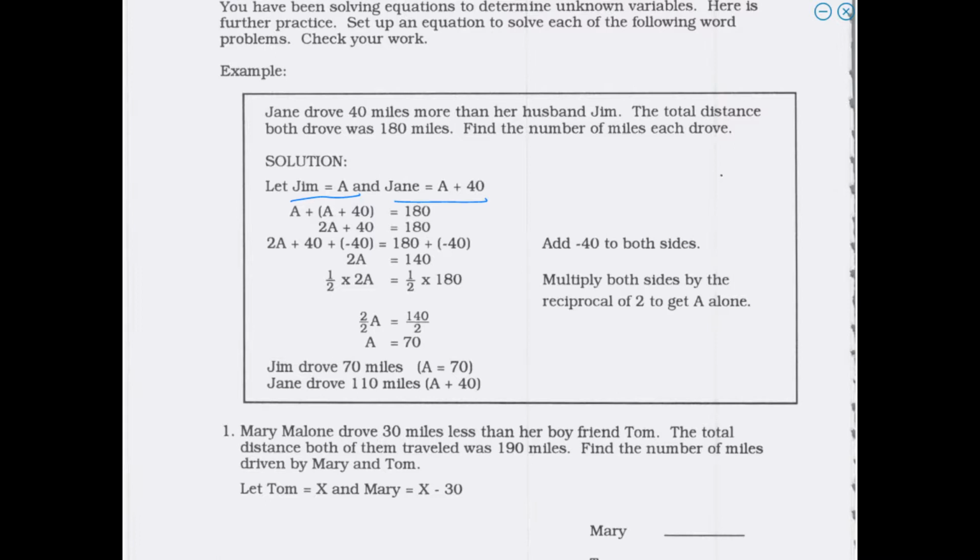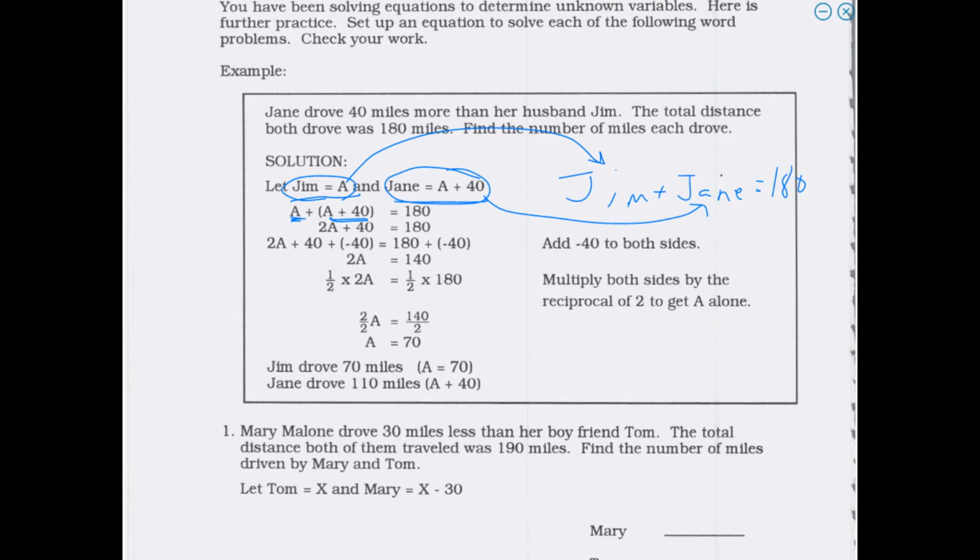So if Jim plus Jane's miles equal a total of 180, if we set our equations, then we know what to substitute in. In place of Jim, we would put the A, which is where this A came from. And in place of Jane, we would put the A plus 40. So that's where that came from.